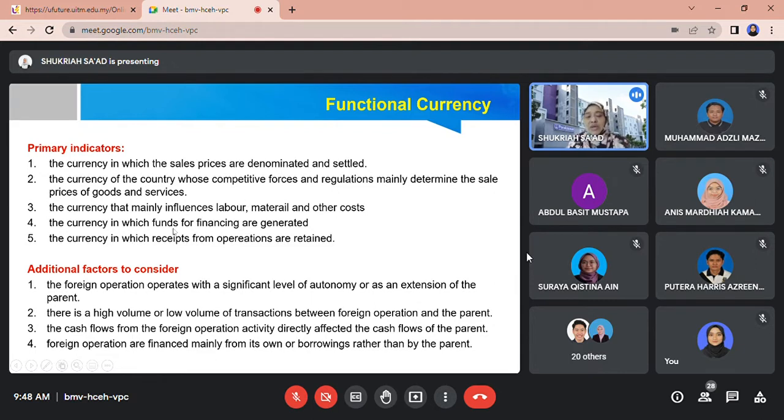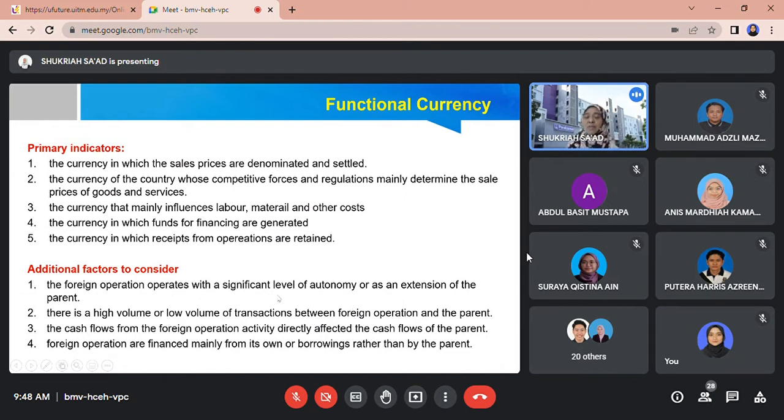Contohnya kita tengok where the currency of the funds for financing are generated. So dia punya financing dalam yang dia issue tu, loan issue dalam bentuk currency apa. Kita juga dengan receipt from the transaction, receipt from operations are retained, maknanya dalam bentuk currency apa terima duit, diterima dalam mata wang apa. Selain daripada primary indicators, kita juga ada additional factors to be considered.